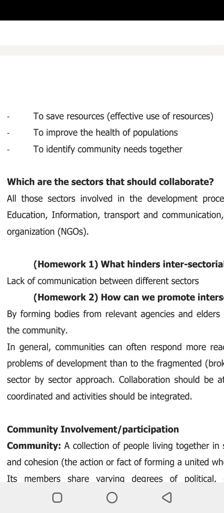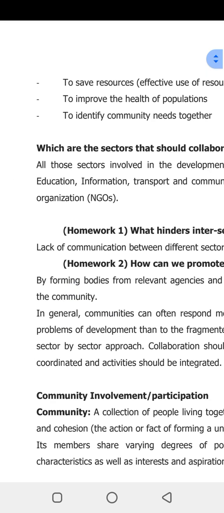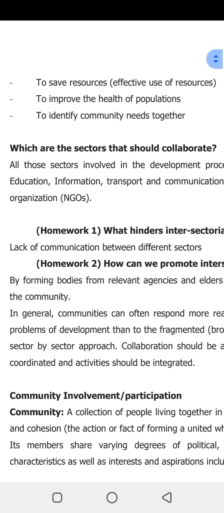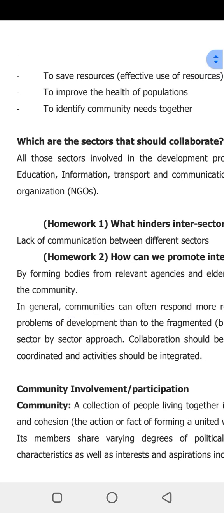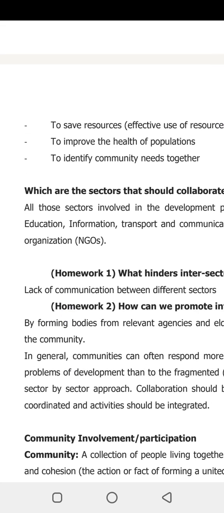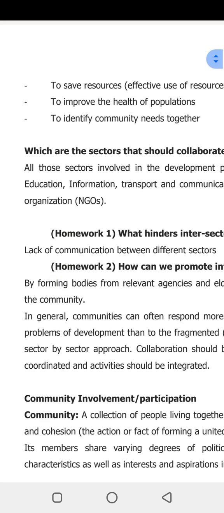To identify community needs together. Remember now, after these sectors, let me say the sector of education, the sector of health, have come together. They have merged and have come together. They identify the community needs together with the people, which eases the implementation of the project.